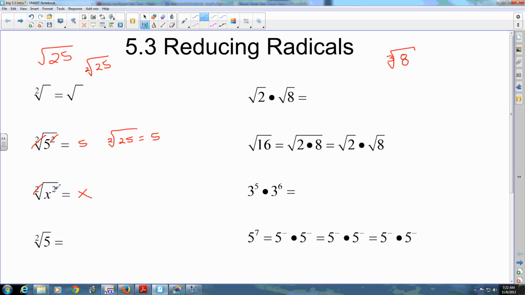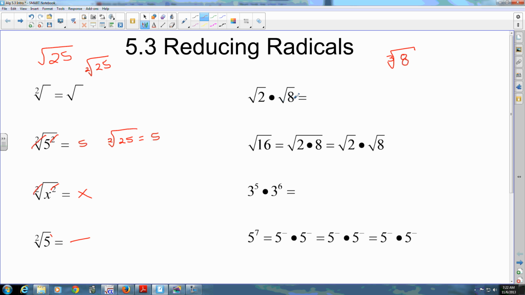So this symbol cancels this symbol, and they pop out. So when the power matches the root, they undo each other. When the power isn't big enough, when it's 5 to the first, nothing can come out. It stays what it is. It doesn't simplify. It doesn't reduce.